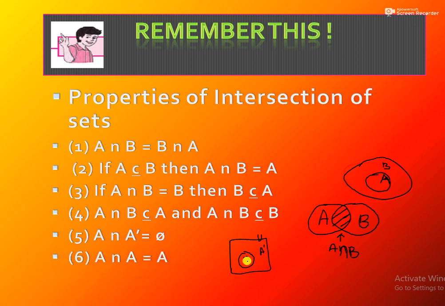So student, one more thing you have to remember, that A intersection A is equal to A. That means suppose we have any set A, its intersection with itself is equal to A only. All the elements of A are present in A only. That's why the intersection of itself is itself.